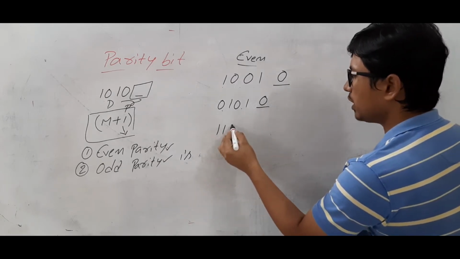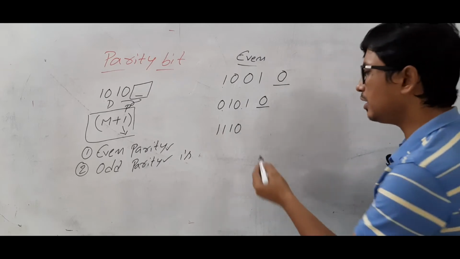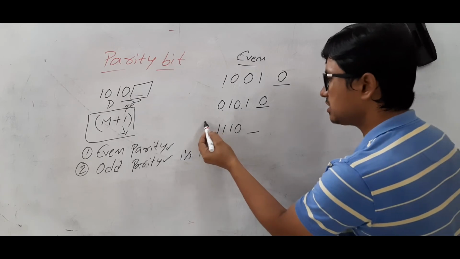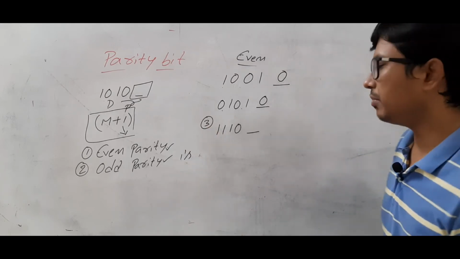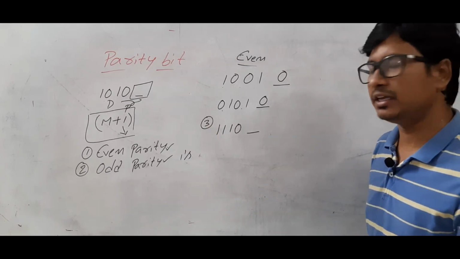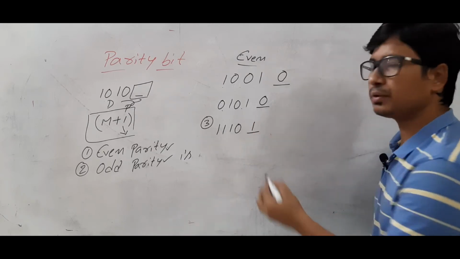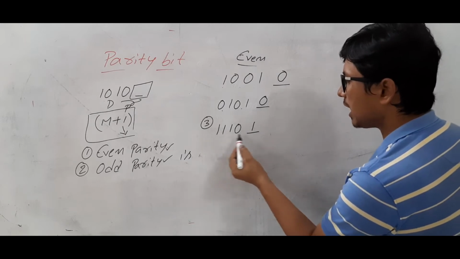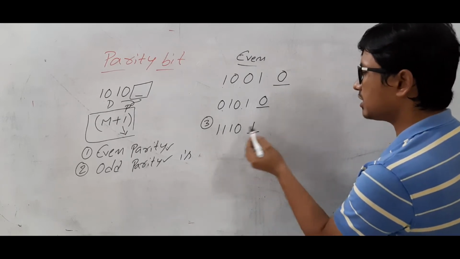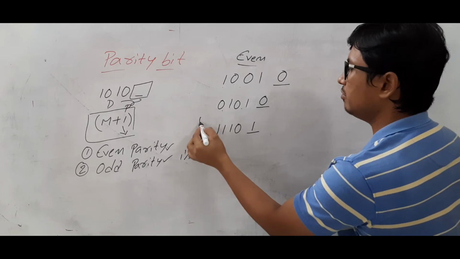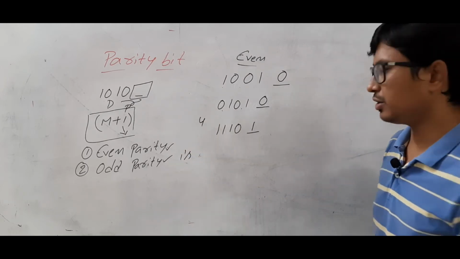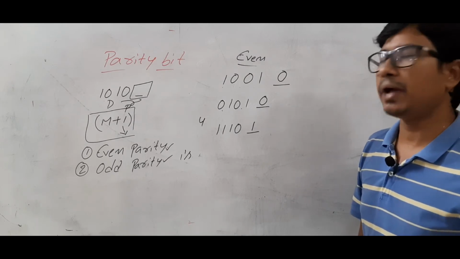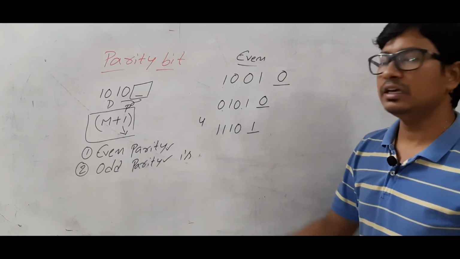If it is 1, 1, 1, 0, then what will be the parity bit? The number of ones in the data is 3, which is an odd number. So if you want to make it completely even, then what should you do? You have to add a 1 in the parity bit. Then if you see the data plus parity bit, the number of ones are equal to 4 now, which is an even number. Are you able to understand it or not? So this is the way you will generate a parity bit if it is an even parity.